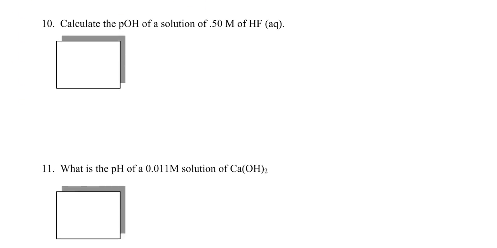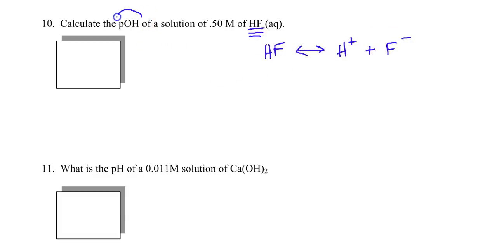Now, number 10, they want the pOH of a solution that's 0.150 molar HF. Now, HF is a weak acid, and they may even tell you that, but we can look on our chart right now to know HF is a weak acid. So HF comes across here to make H plus and F negative.